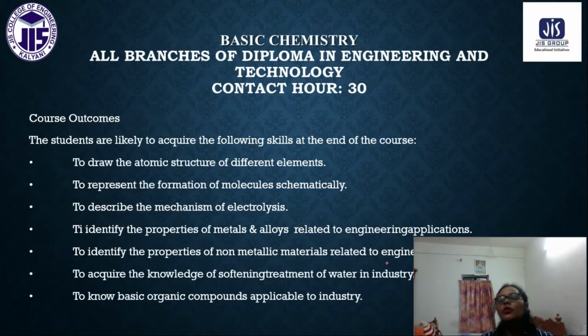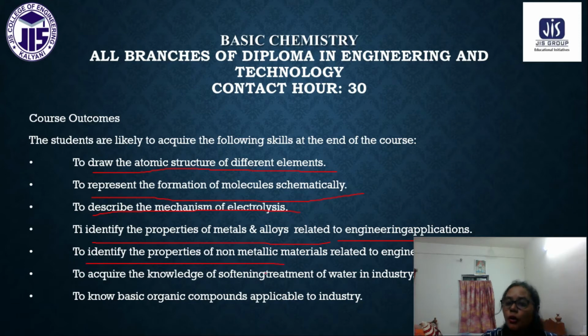These are some of the course outcomes that we have for our course. After finishing this paper, you can draw the atomic structure of different elements. You can represent the formation of molecules schematically. You can describe the mechanism of electrolysis. You can identify the properties of metals and alloys, and of non-metallic materials, related to engineering applications.